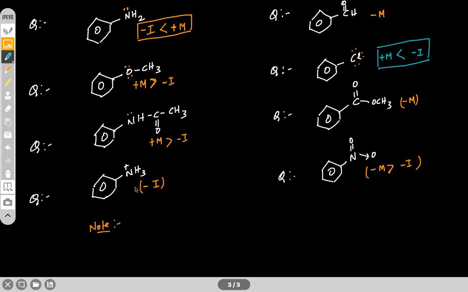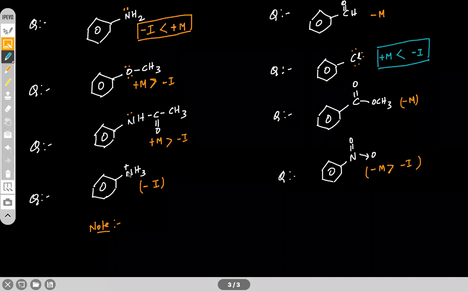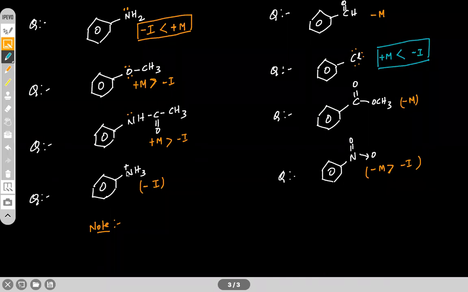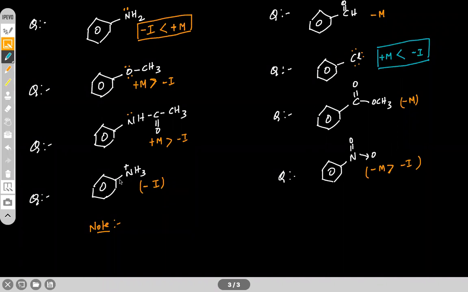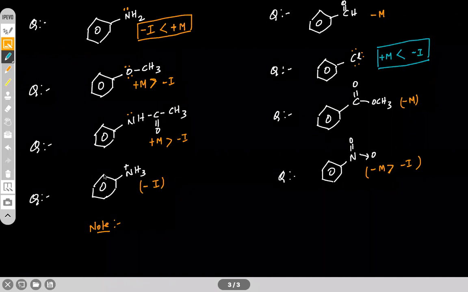This one, this one. Nitrogen does not have a lone pair on it, so it cannot donate, and it cannot withdraw electrons by resonance either. But minus I will always be there because the bond is there. And we know nitrogen is more electronegative, plus there is a positive charge on nitrogen, so its electronegativity is more. It will drag the electron pair towards this side, hence minus I.